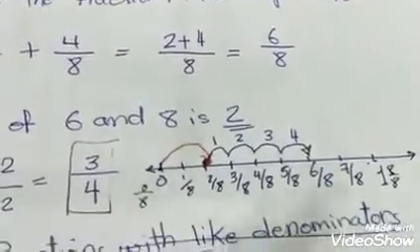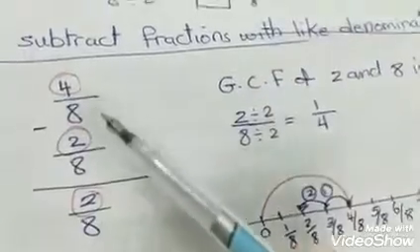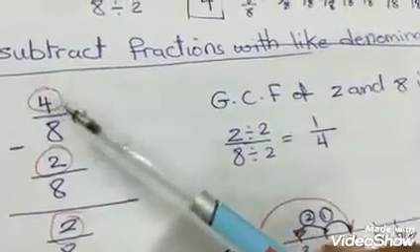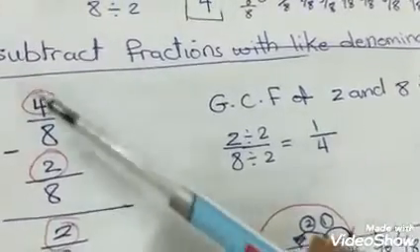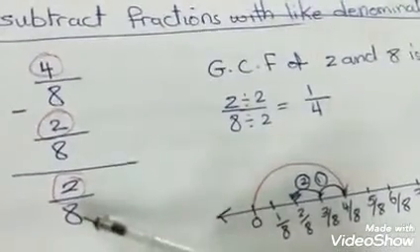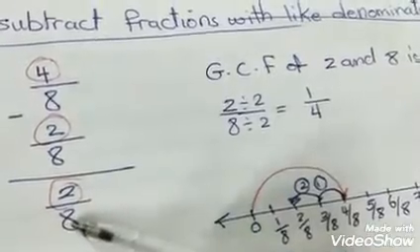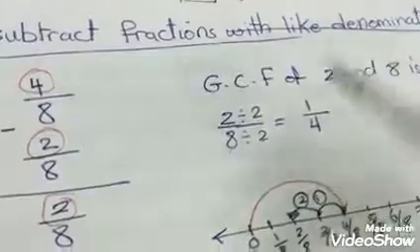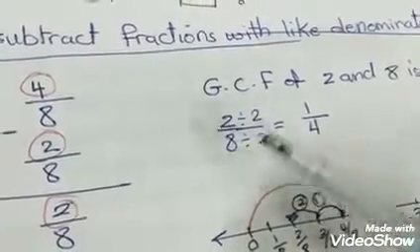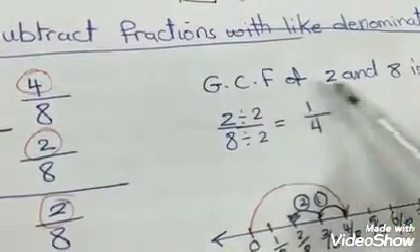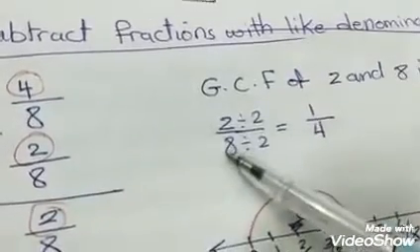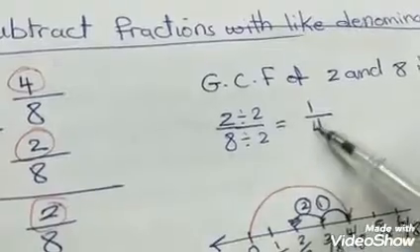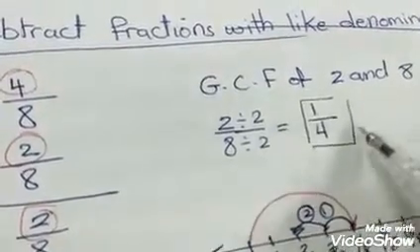This is for addition. What about subtraction? Now, if I subtract 4 over 8 minus 2 over 8, first I have to subtract the numerators. 4 minus 2 equals 2. Then I will put it over the common denominator, which is 8. So the result is 2 over 8. The greatest common factor of 2 and 8 is 2, because 2 is a factor of 8. So 2 divided by 2 equals 1, 8 divided by 2 equals 4, 1 over 4 is the simplest form.